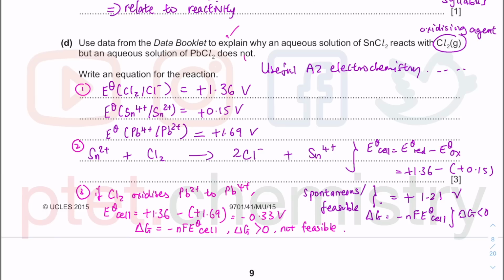Answer the first bit, answer the second bit, write an equation for this reaction, which we already did, and that's the end of that 3 marks. Kind of a good electrochemistry question, although it's more related to the old syllabus on the group 14 chemistry there.